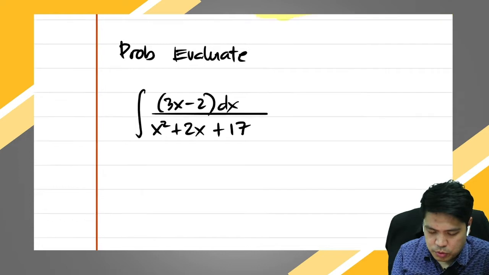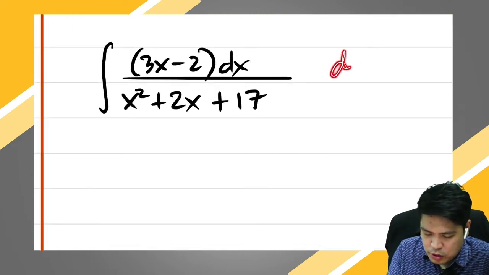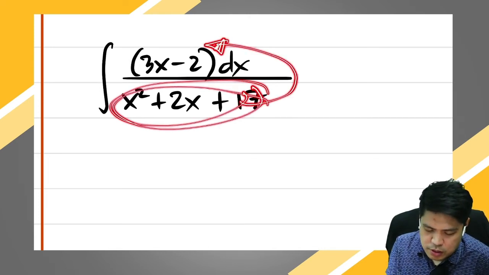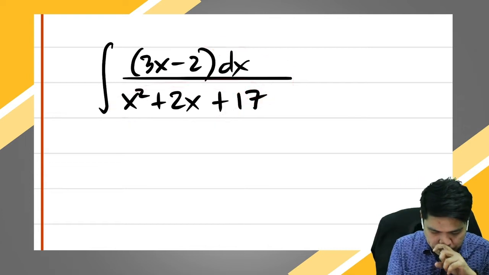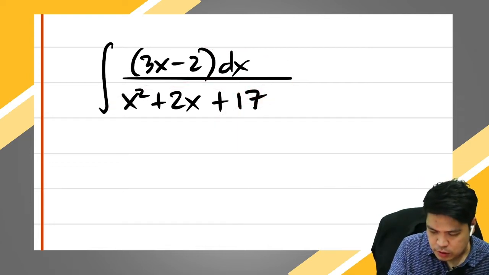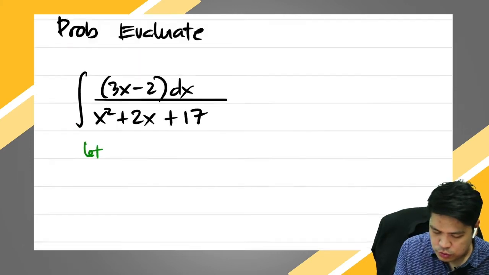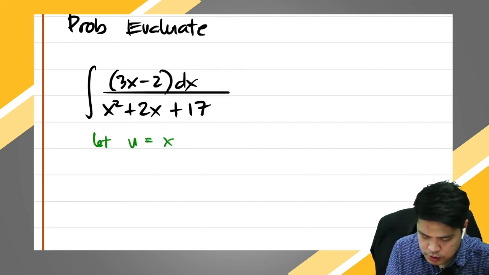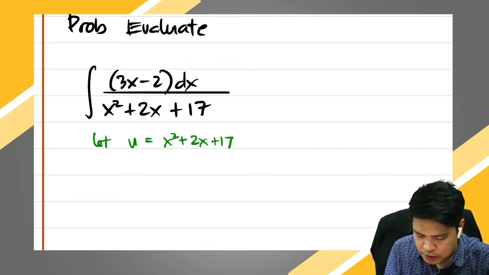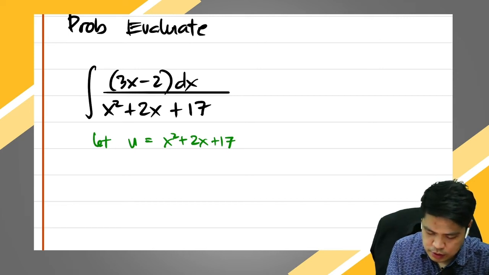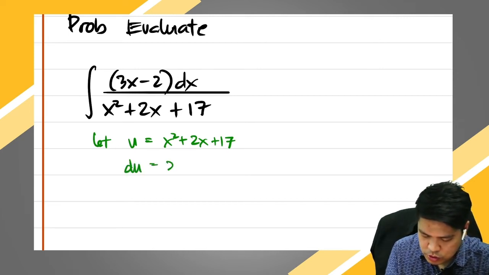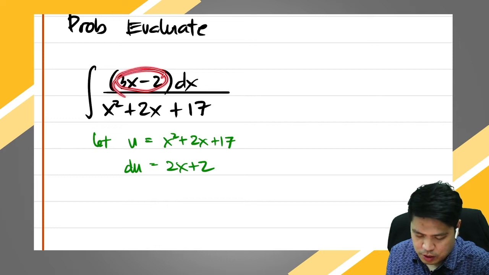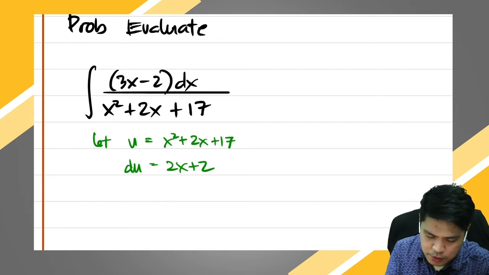Okay, so what would be our approach to this? For this to be du over u, this should be u. And the numerator should be the derivative of this denominator. Pero, if we let u be equal to x squared plus 2x plus 17, okay, the derivative of that, du, is 2x plus 2, which is not 3x minus 2. Okay, sorry, wala pang dx.